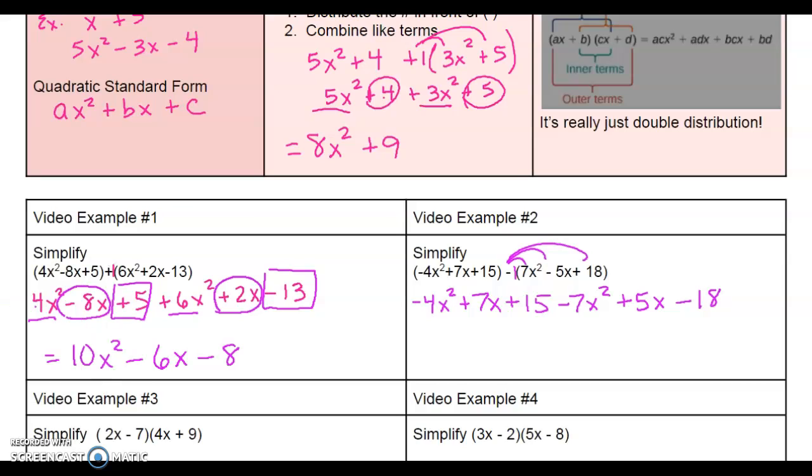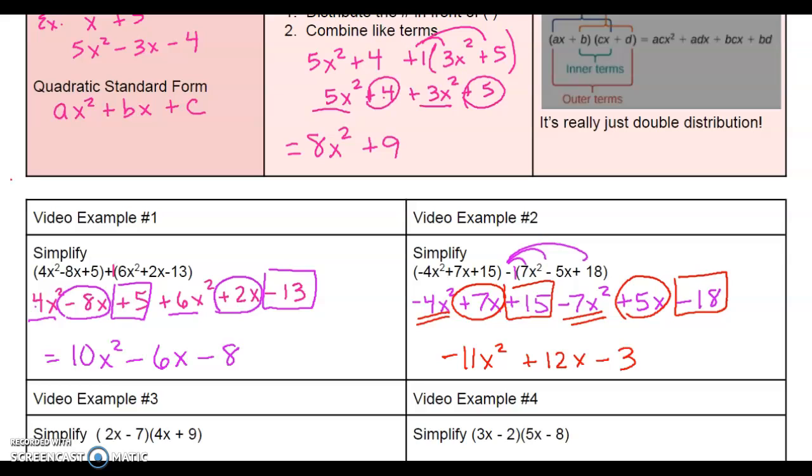So now I'm going to do the same thing and look for like terms. I would go to the highest first. So here's x squared. So we get negative 4 minus 7, or negative 4 plus negative 7, is negative 11. I have 7x and 5x. So 7 plus 5 is 12. And then our whole numbers. 15 minus 18 is negative 3. Okay.